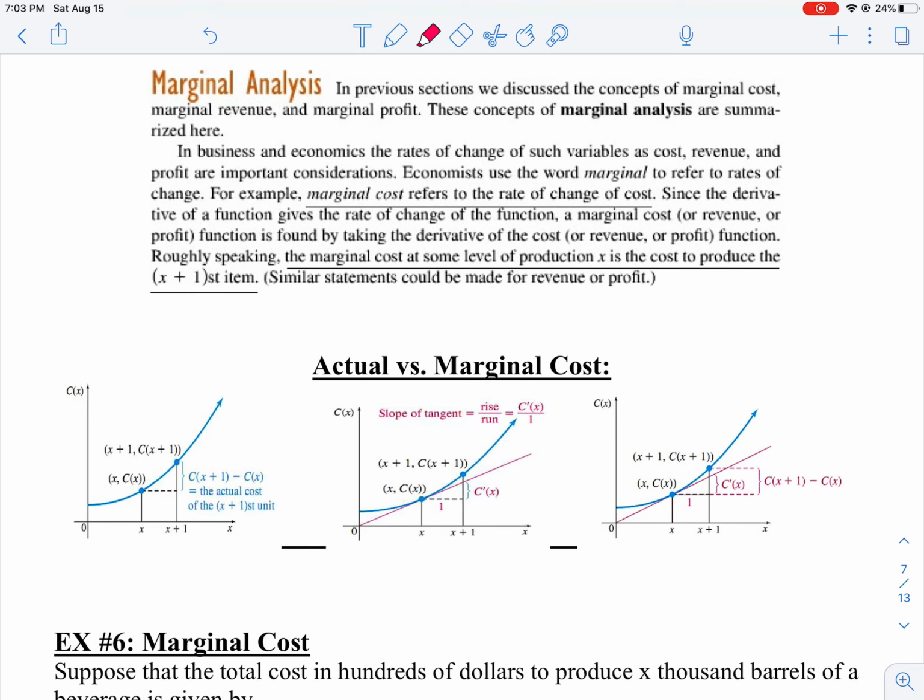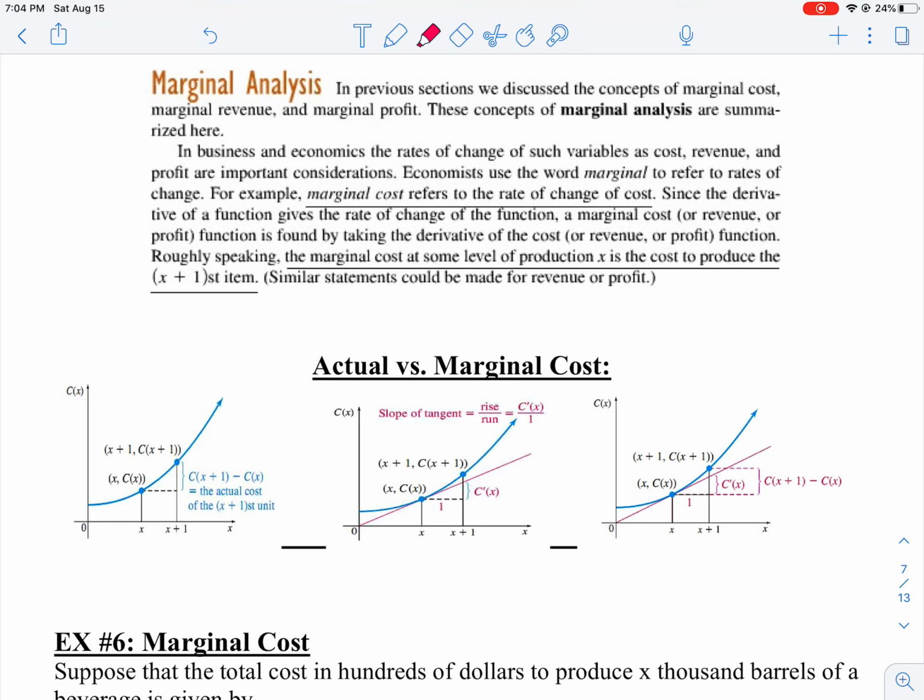Well, another interpretation or another way we use derivatives was when we talk about marginal analysis, like a marginal revenue or marginal cost or marginal profit. And so in business and economics, the rate of change of such variables as cost, revenue, and profit are important considerations. Economists use the word marginal to refer to the rate of change. For example, marginal cost refers to the rate of change in the cost. So if they ask us for the rate at which the cost is changing, they're going to say, find the marginal cost. That really just means we're finding the derivative.